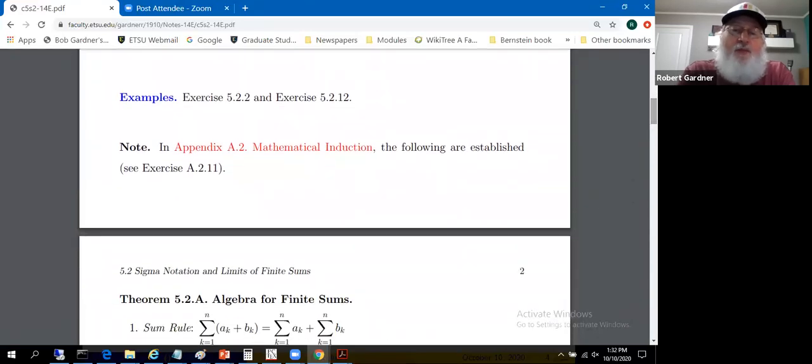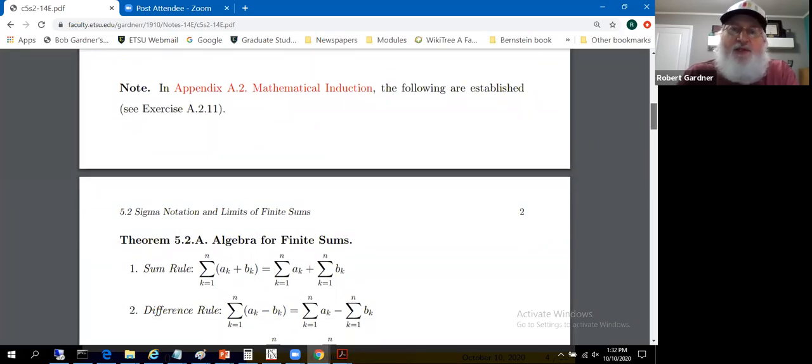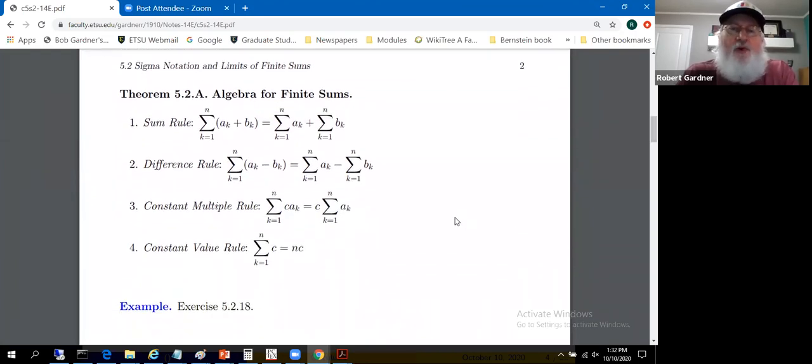Next, we've got some properties, algebra for finite sums, as the text calls it. These are totally unsurprising results because you're so familiar with manipulating finite sums: distributivity, associativity, and commutativity, properties of the real numbers you probably don't even think about. There are proofs of these given in Appendix A2 on mathematical induction. They're included in the video on that section, and in the notes on that section as well. So proofs of these things are available for you, but let's not right now worry about that.